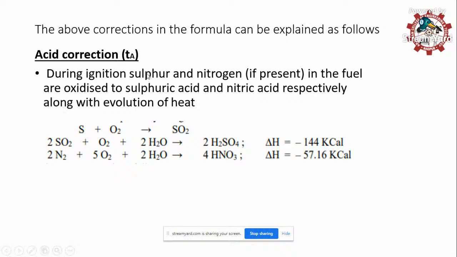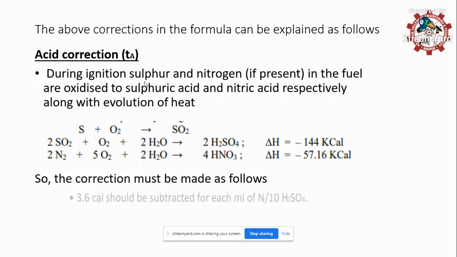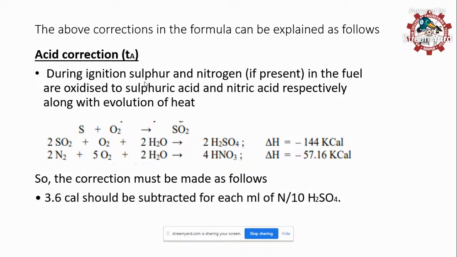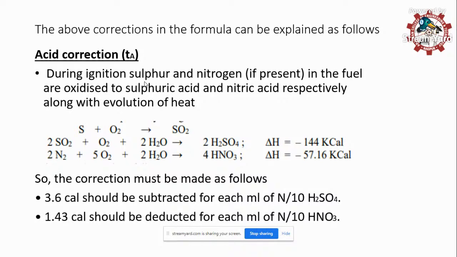So you see nothing but the evolution of certain amount of heat. So it has to be corrected. Okay. So the correction must be as follows. So 3.6 cal should be subtracted from each ml of N by 10 H2SO4. And 1.43 calories should be deducted from each ml of N by 10 HNO3. So you just need to remember these because you are going to get a question on the corrections. Okay, fine.